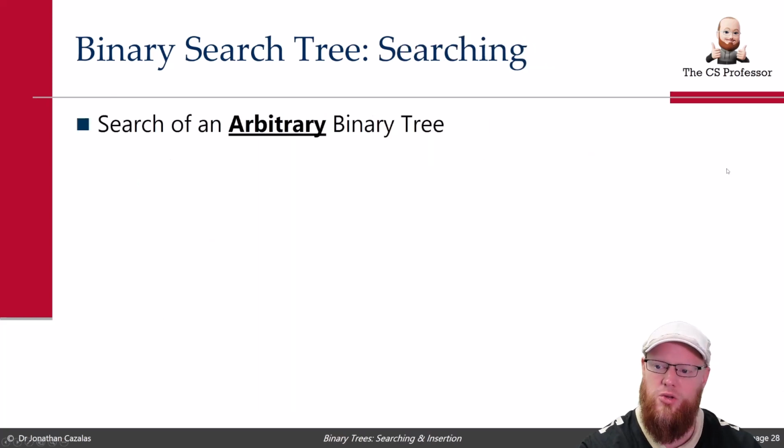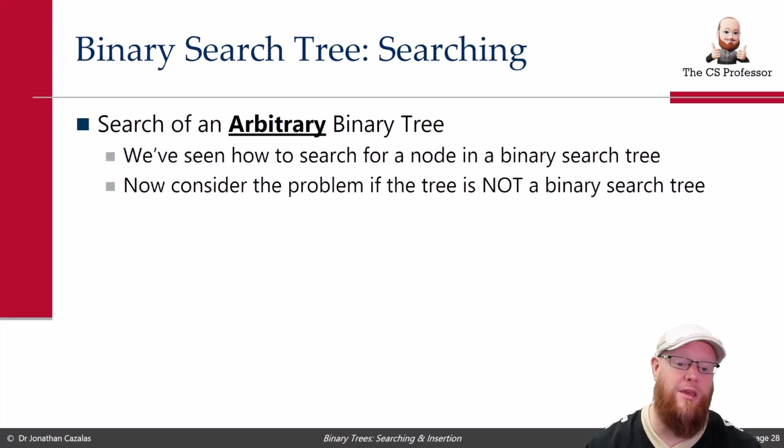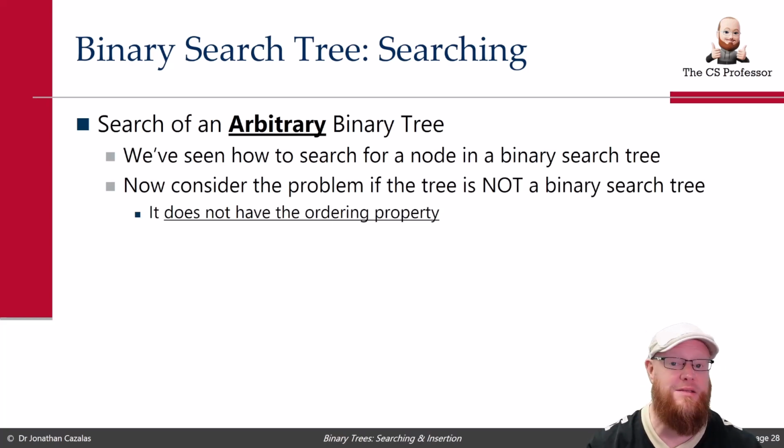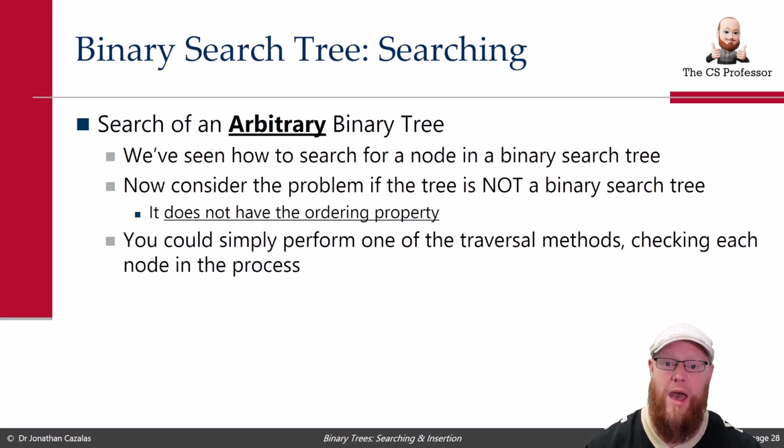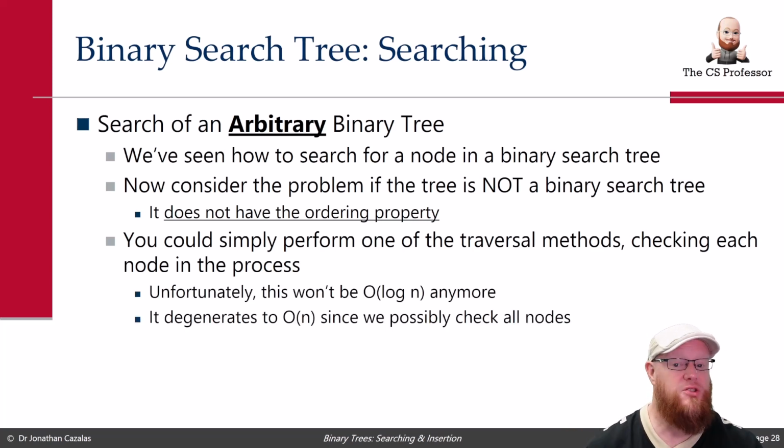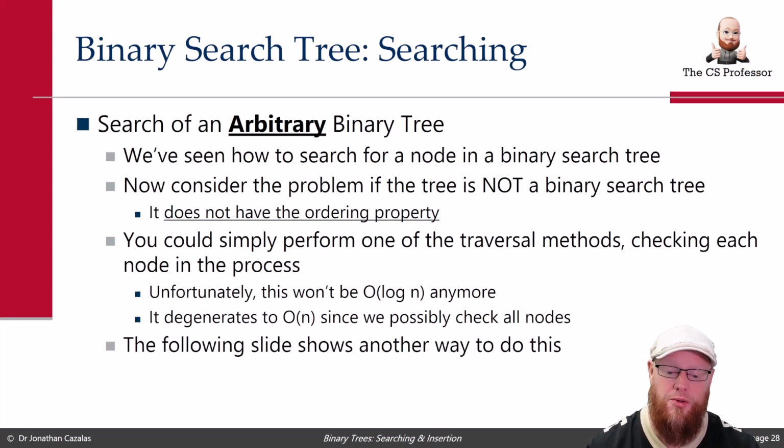Let's look at 2 more problems. How do we search an arbitrary binary tree? Notice it's not a binary search tree anymore, just a regular binary tree that does not have the ordering property. So we have no guarantee that smaller nodes are on the left, larger nodes are on the right. So the searching will no longer be O of log n. Instead, it's going to be O of n because we need to check all nodes. How would you search through that tree looking for a node? Once again, you could do a traversal. That would work just fine.